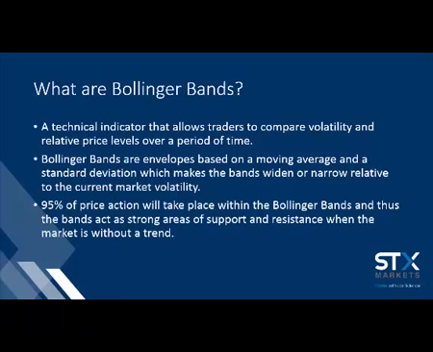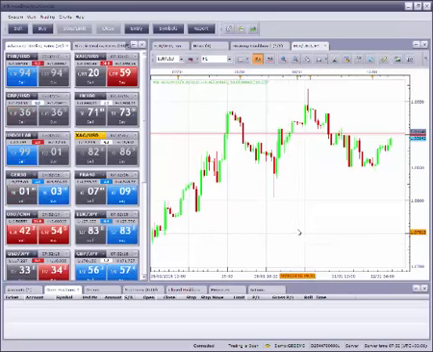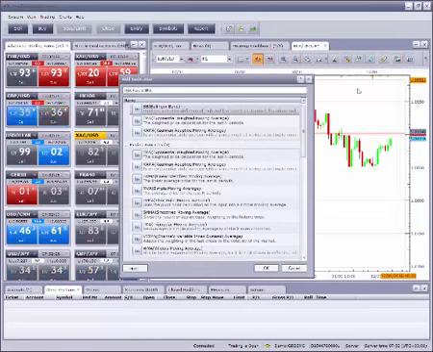So if we just go to our platform, what you want to do is add the Bollinger Bands to your chart, so you just click on the add indicator button. Now I'm on the 1 hour time frame here, and you can use any time frame. They work on all time frames for any asset class as well. So you add your indicator.